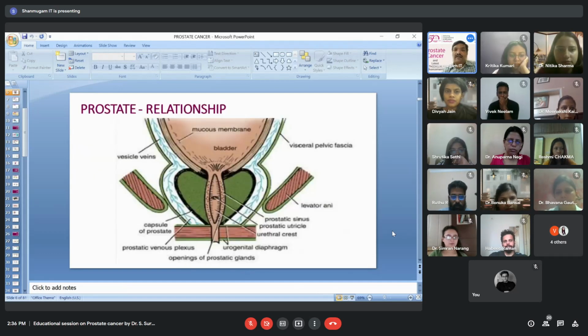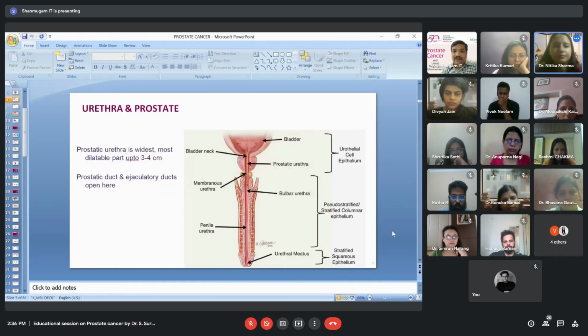This is the bladder and then the prostate, and in the central zone we have the urethra, and then below the prostate we have the levator ani and floor of the pelvis muscles. And this is the entire urethral structure, and from the bladder the urethra passes through the prostate, that's called the prostatic urethra, and then enters the penis, and we have the membranous urethra and urethral meatus up to that.